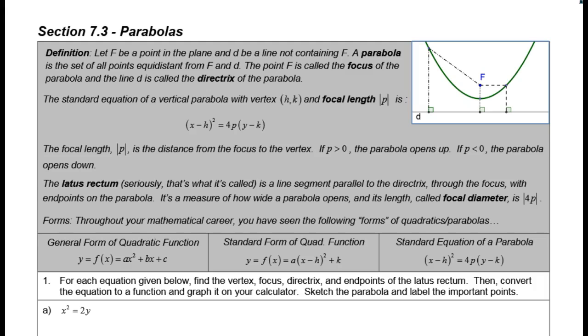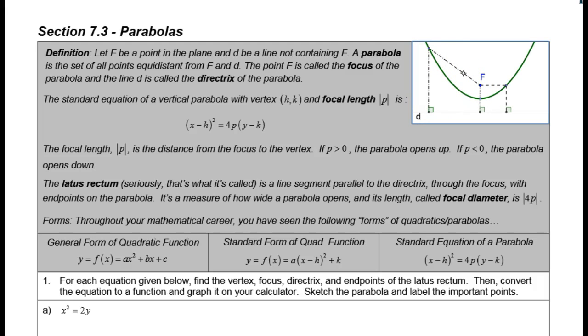So the definition of a parabola is a set of all points equidistant from a point and a line. So I highlighted the point and the line which we must be equidistant to. And remember, distances are measured as perpendicular distances. So the perpendicular distance is to the line, but the distance to the point is just the distance to the point.